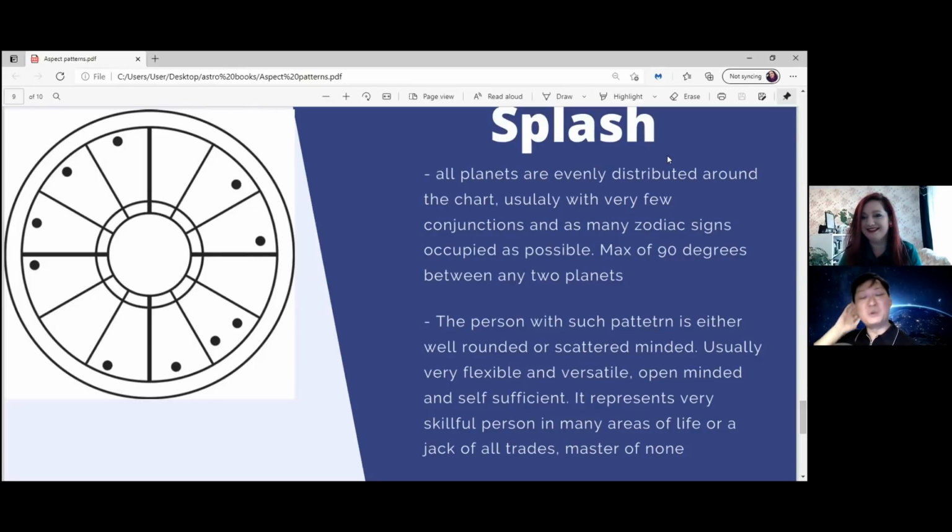They're interested in so many things that they cannot get bored. So even though we initially define the splash as someone who can be scattered and lack focus, when it's knit into a whole bunch of aspect patterns, it can actually bring tangible manifestation, like what he did with his life and his contributions to the world. Yep.